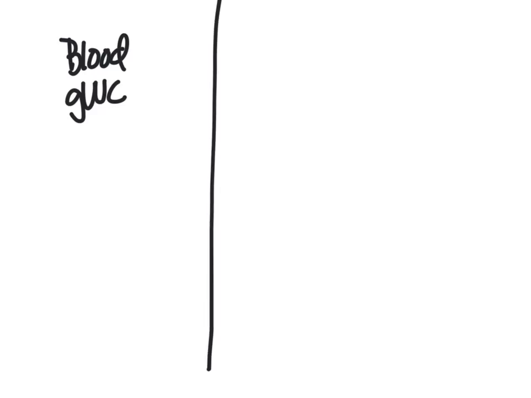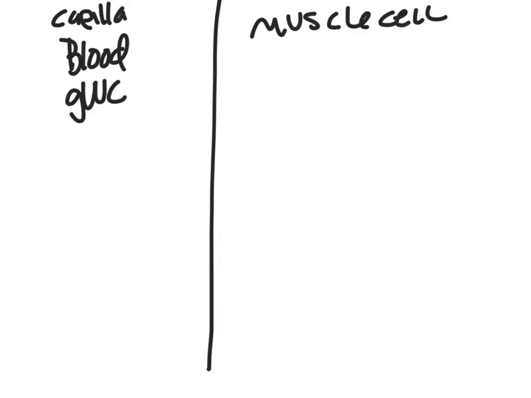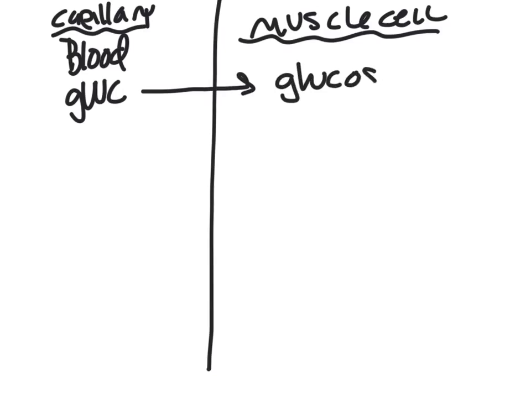All right, so we have blood glucose. Here we have the muscle cell. Here we have the capillary. The glucose from the blood enters the muscle cell. And before it can go to glycolysis, it needs to become glucose 6 phosphate.